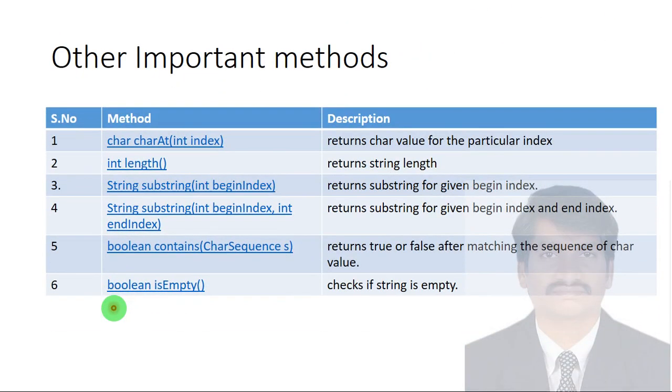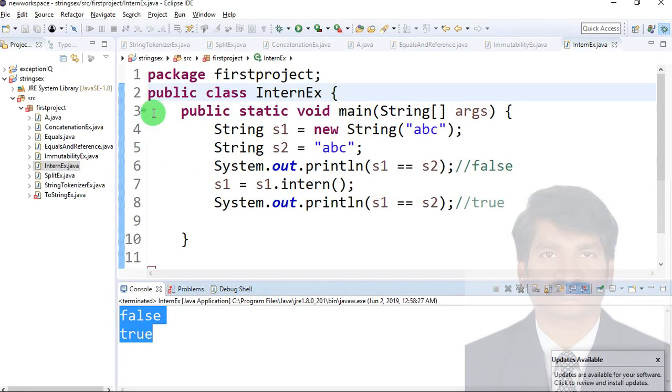Let us see the other important methods guys. charAt(index) returns the char value for the particular index. Guys, you call this method on the string and provide the index, and that will return the character which is present at that particular index.